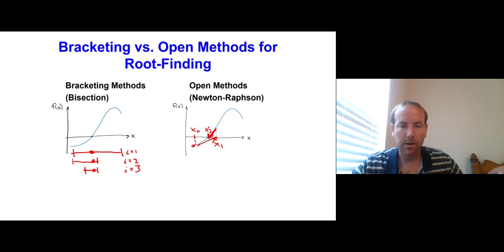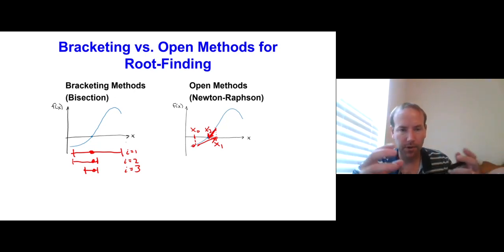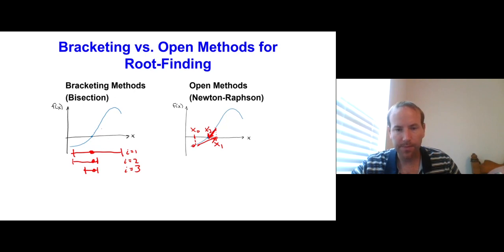There are two main different strategies for root finding. The first are bracketing methods, and the basic idea is that we'll have a lower guess and then an upper guess, and we'll gradually converge on the solution to find the root of the function.